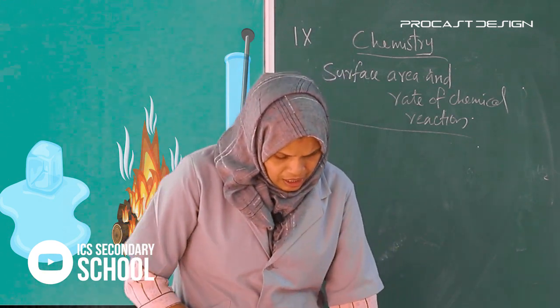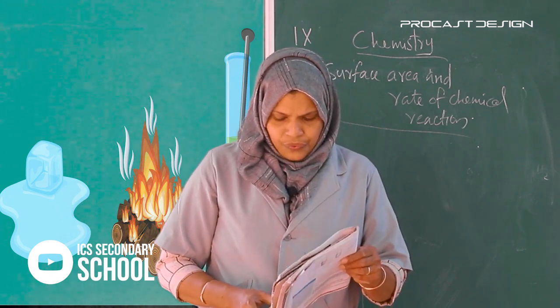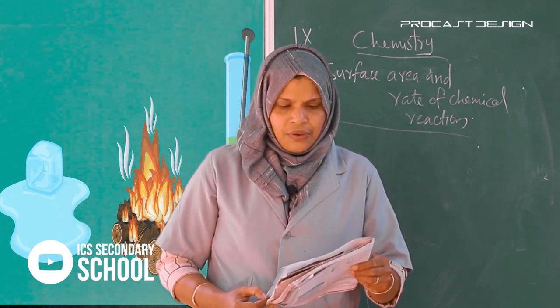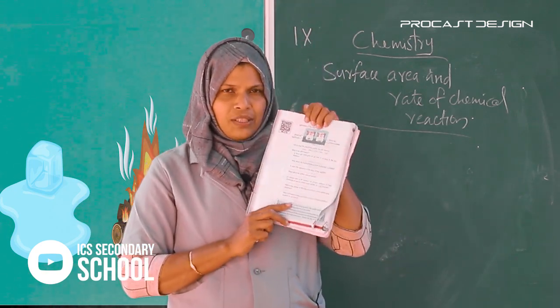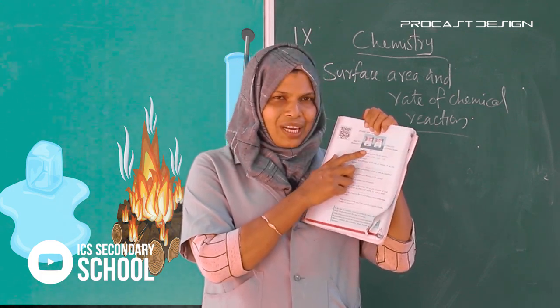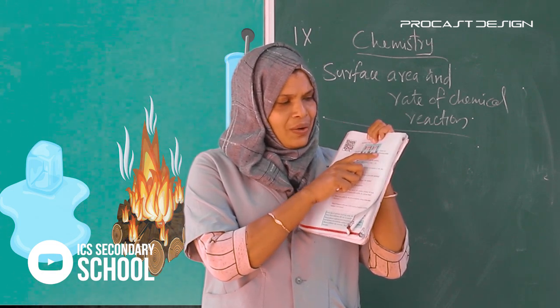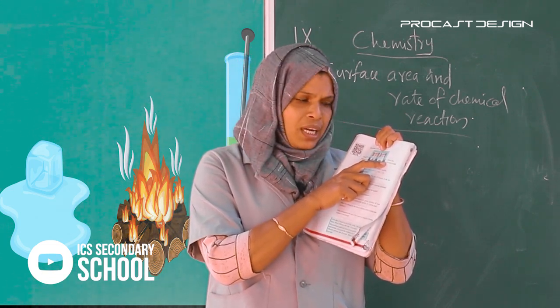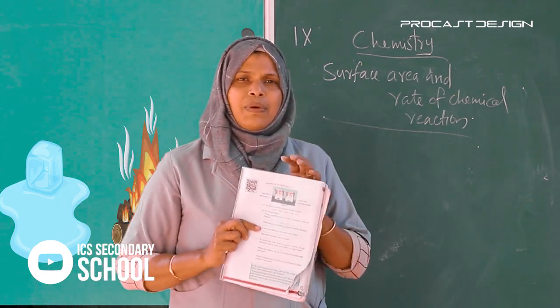Look at textbook page number 57. This is the experiment: reaction between dilute hydrochloric acid and marble piece, and the reaction between dilute hydrochloric acid and powdered marble. Can you write the procedure of this experiment?